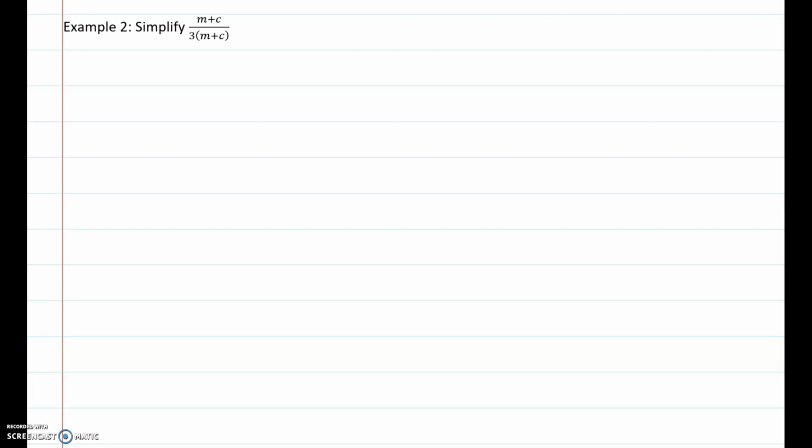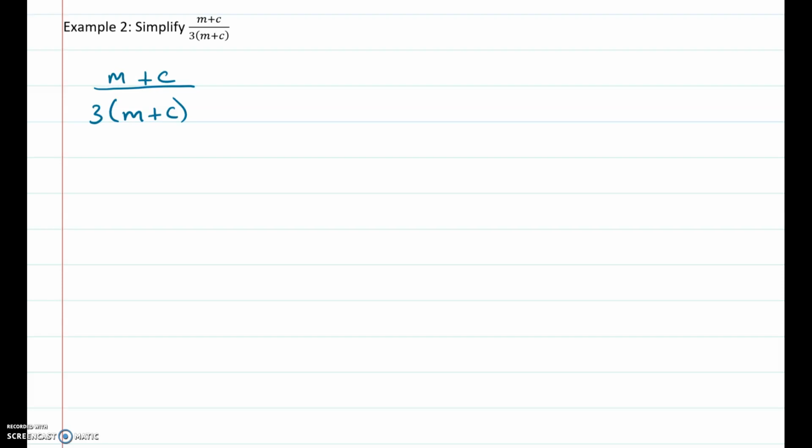Alright, in this example we have m plus c divided by 3 times m plus c. Now the thing to note here is that it's 3 times m plus c in the bottom. It's not 3 plus m plus c or 3 minus m plus c. So the m plus c in the bottom is involved in the multiplication, but there is nothing else added on to or subtracted from the m plus c.